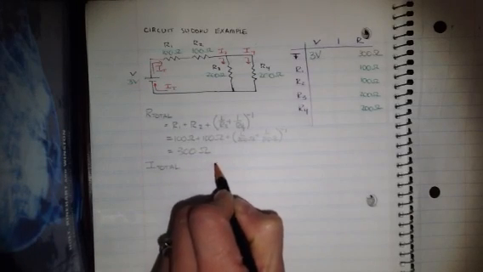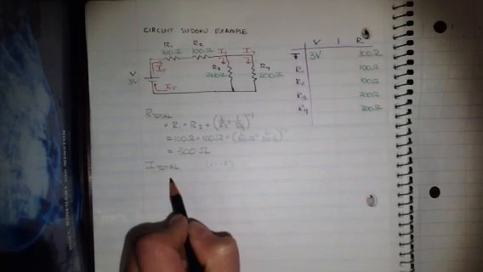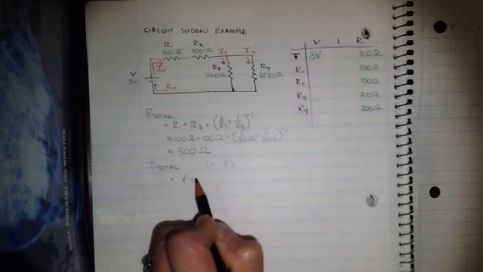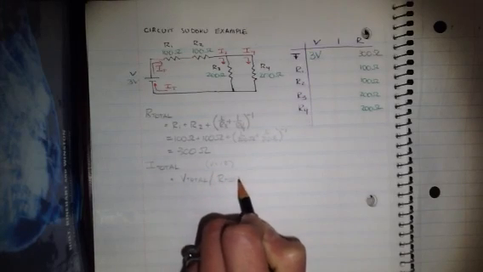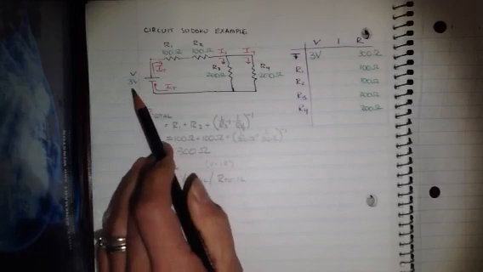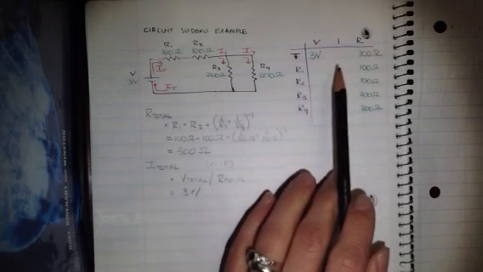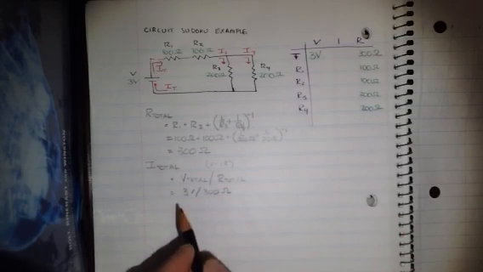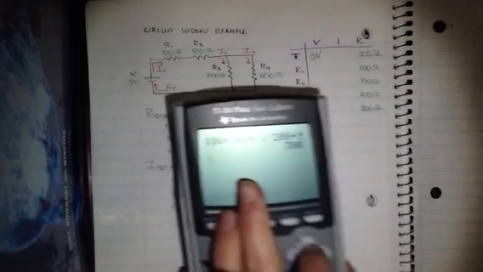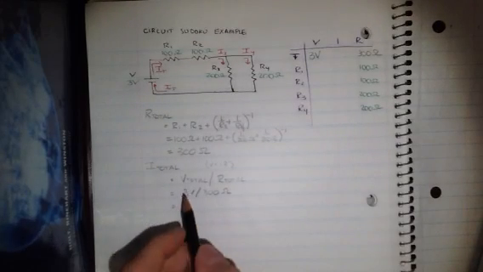Remember that V equals IR. So I is V total divided by R total. Total voltage is the voltage of the circuit provided by the battery. The resistance total we just solved for. So 3 volts divided by 300 ohms, 0.01 amps.